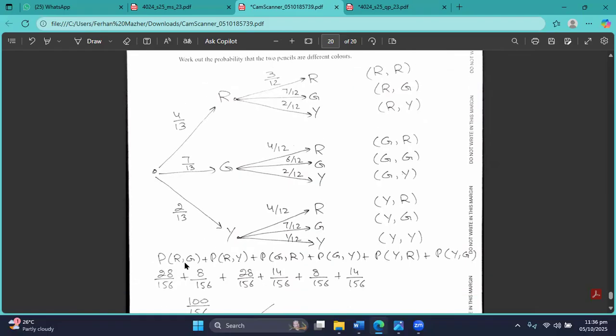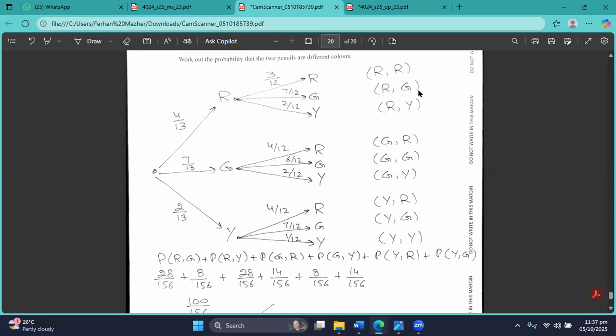So the probability of red, green plus the probability of red, yellow plus the probability of green, red plus the probability of green, yellow plus the probability of yellow, red plus the probability of yellow, green. So it will be 28 by 156 plus 8 by 156. How do you get this? You see red, green: 4 by 13 multiplied by 7 by 12. 4 by 13 multiplied by 2 by 12. 7 by 13 multiplied by 4 by 12. And this green, green we are not taking, okay? Why? Because it's the same color.